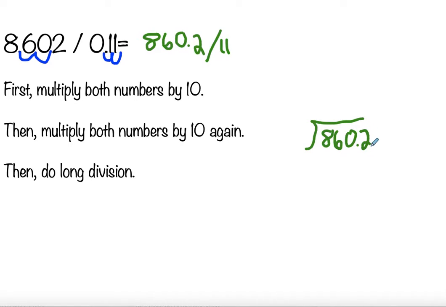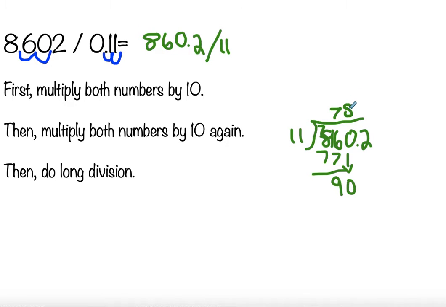860.2 divided by 11. And so we're going to ask ourselves, we can't get any groups of 11 out of 8, so we're going to go to 86. And we know any number times 11 is basically doubling that number. So I know I can't go 8 because that would be 88. So I'm going to have to go 7. Do my subtraction. 16 minus 7 is 9. Then I bring down that 0. So I have 90.